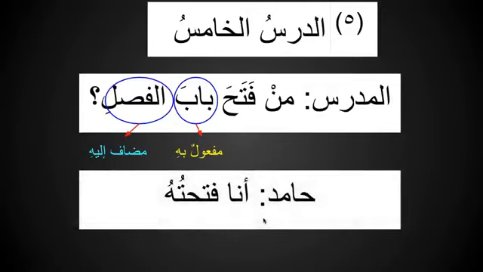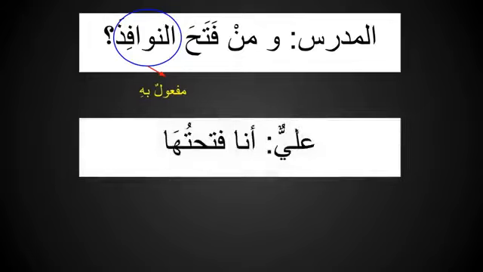Hamid is saying: ana fatahtuhu. Ana is mubtada, fatahtuhu is a khabar, which is a jumlat fi'liyya. If you see here, fatahtu: fatah is the fi'l, tu is the fa'il, and hu is the maf'ulun bihi. And how do we translate it? The fa'il always comes first: I opened it.